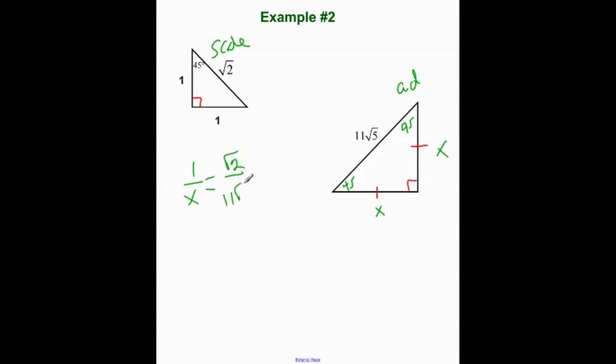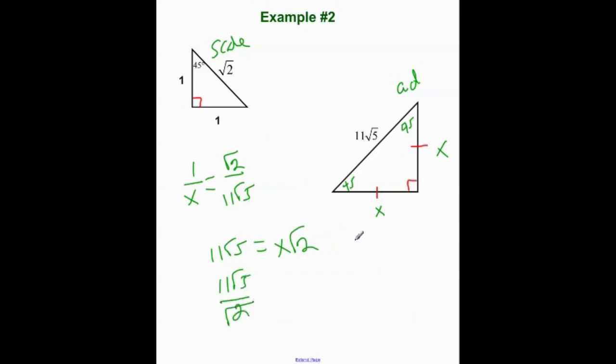Okay? So I'm going to put 1 over x, apples to apples, over radical 2 over 11 radical 5. Cross multiply. We get 11 radical 5 is equal to x radical 2. Again, we're going to divide, and we get 11 radical 5 divided by radical 2.